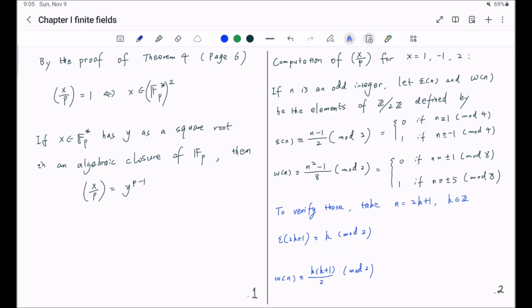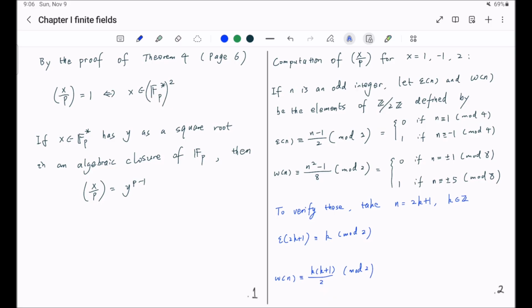And from here you can see that if n is congruent to 1 mod 4, that means k must be an even number. And in that case, this will be simply equal to 0 modulo 2. And the case when n is congruent to negative 1 mod 4 happens exactly when k is an odd number. And when that happens, this is equal to 1 mod 2.